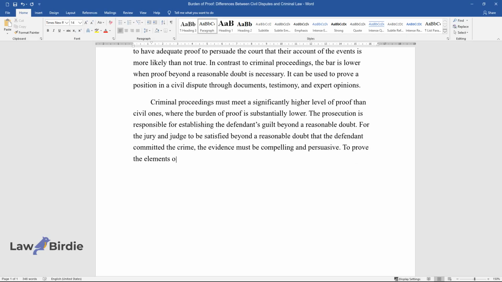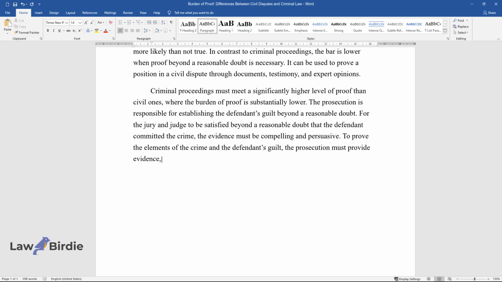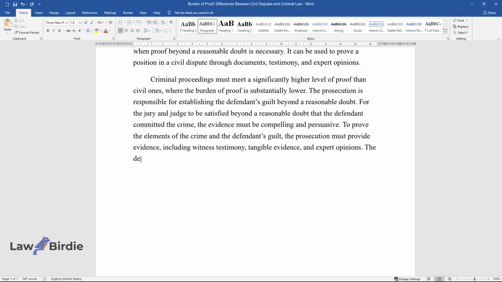To prove the elements of the crime and the defendant's guilt, the prosecution must provide evidence, including witness testimony, tangible evidence, and expert opinions. The defendant is entitled to an acquittal if the prosecution is unable to reach this high standard.